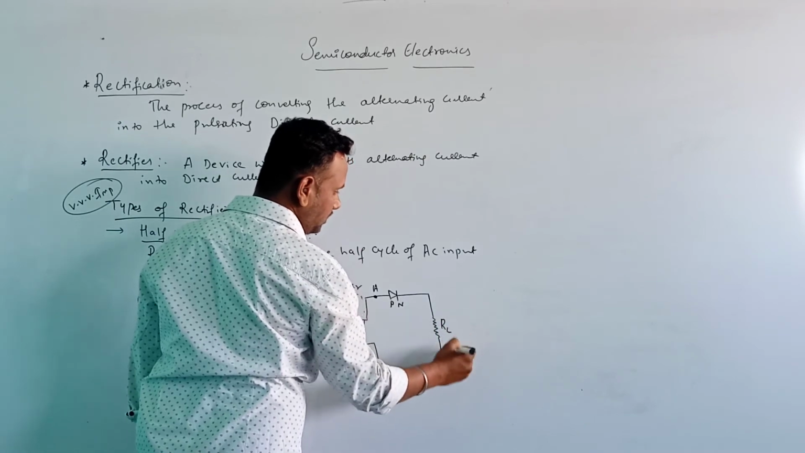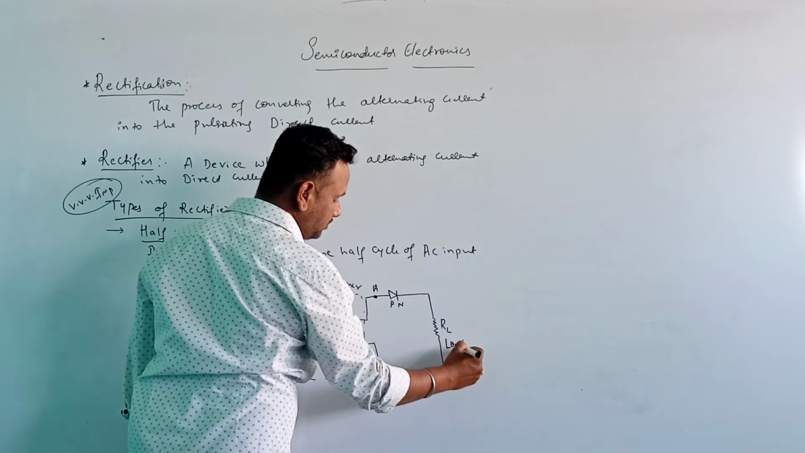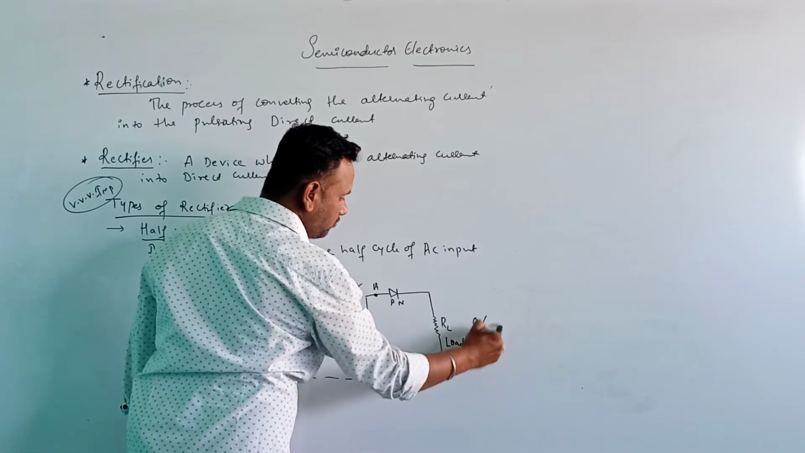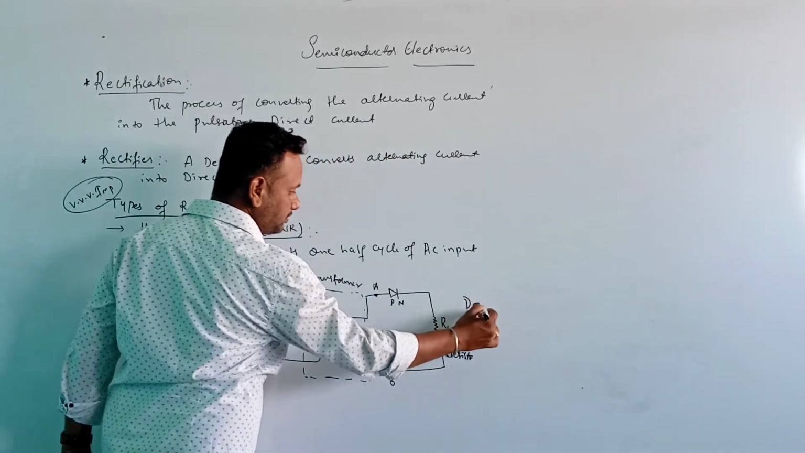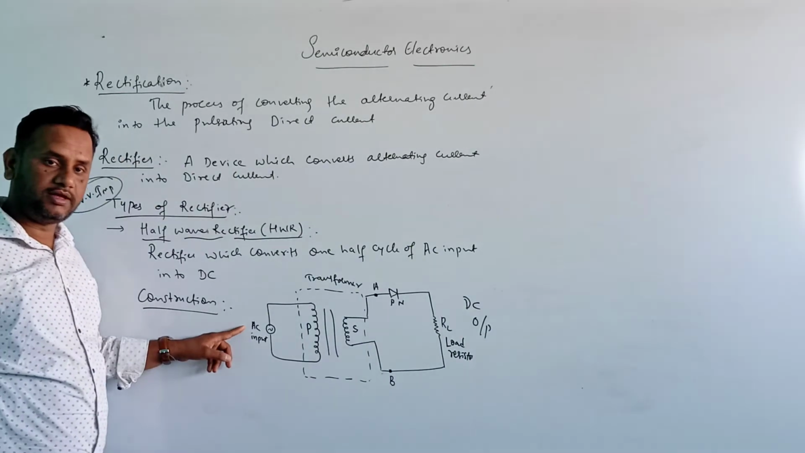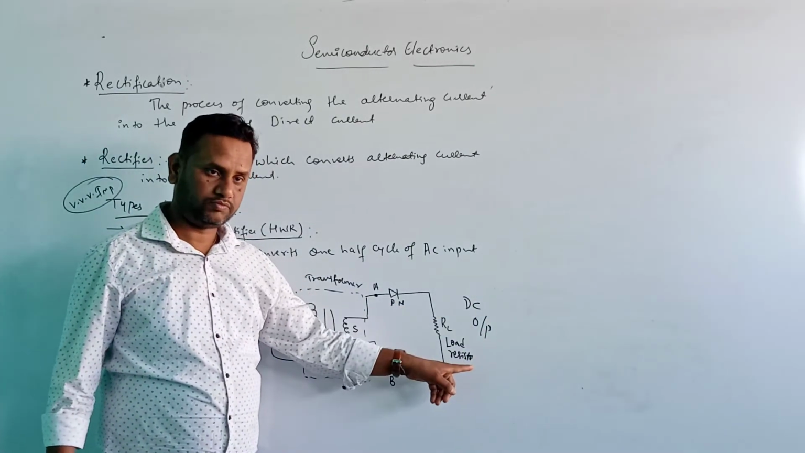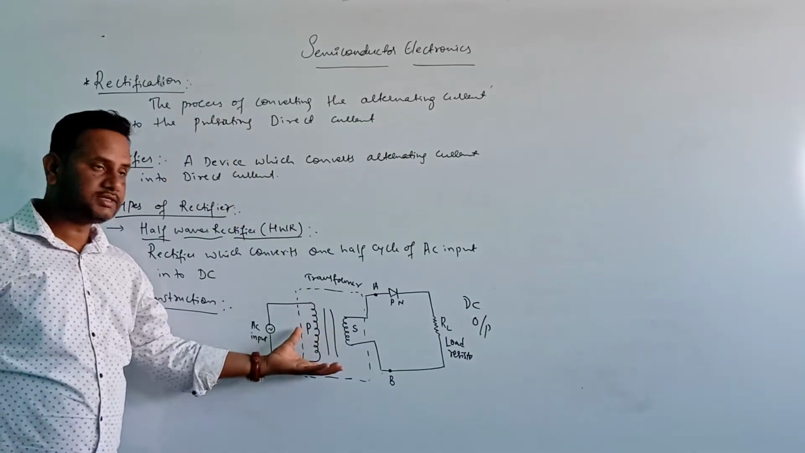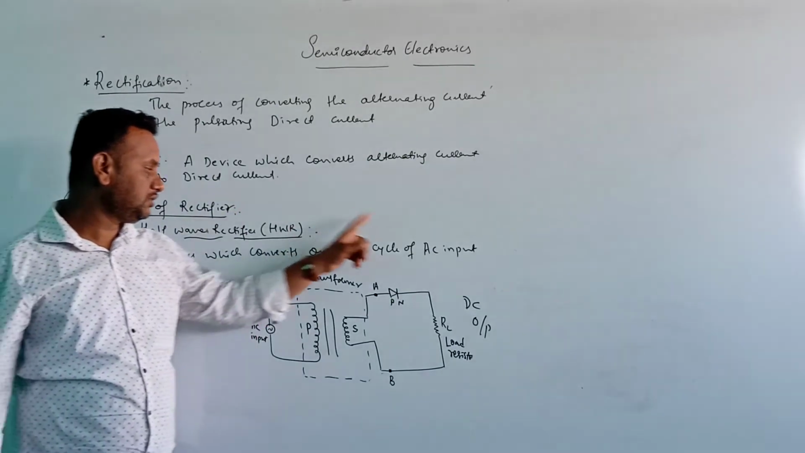Here we are getting the, I'll draw that diagram here. This is the load resistor. Through this we will get the output here. यहाँ पे हमें DC output मिलेगा. There we are giving the AC input and we are getting the DC output. This process is called rectification, and that device is called a rectifier, which is converting from AC into DC.